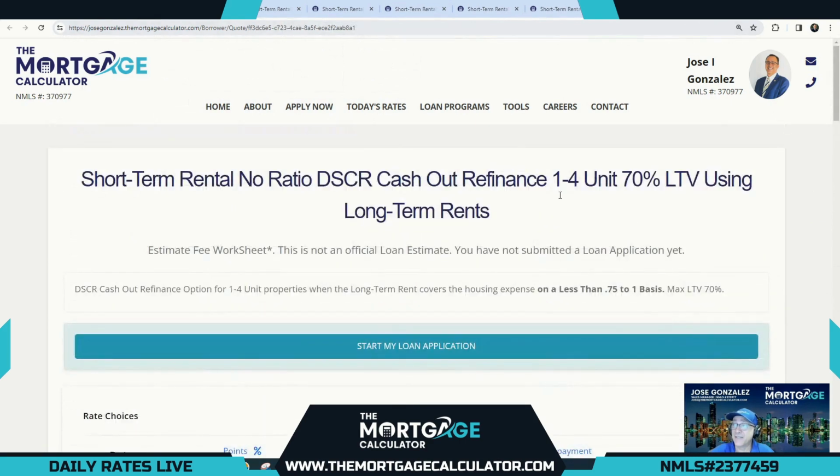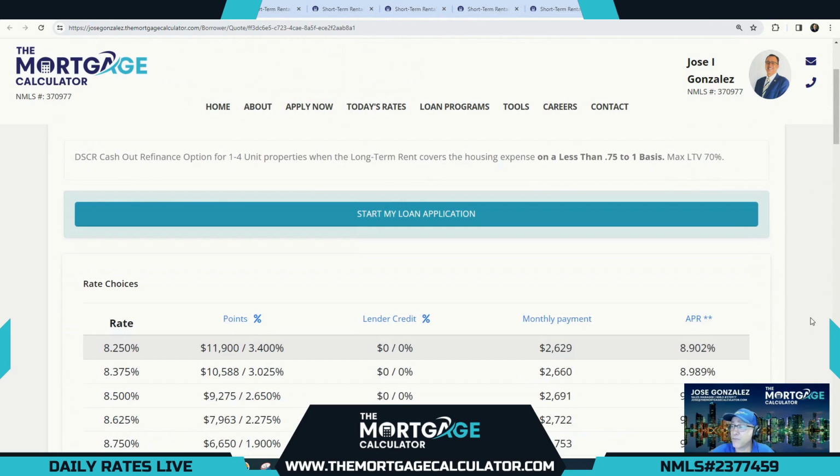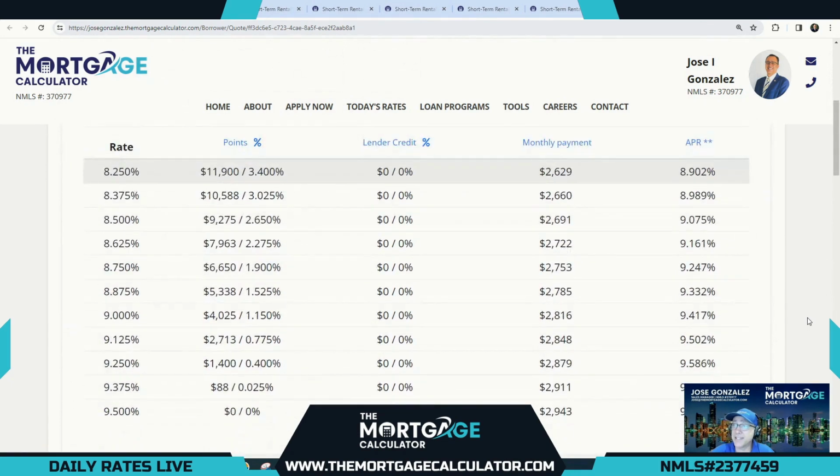And then for our last option, I have to leave this option for last because usually most people's minds blow on this one, and then they're out of commission for a few minutes while they gather themselves. But this is no ratio. You are DSCR in less than 0.75. You're basically from a 0 to a 0.74 DSCR. 70% maximum LTV again for this cash out refinance option. 30-year fully amortizing loan, not hard money.